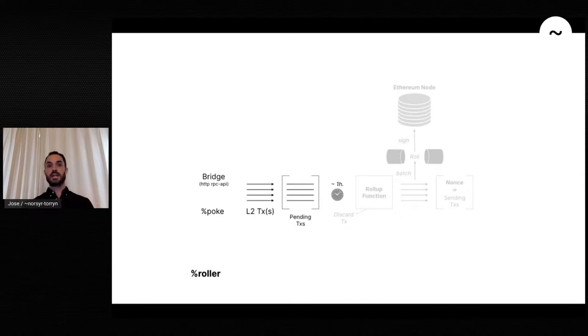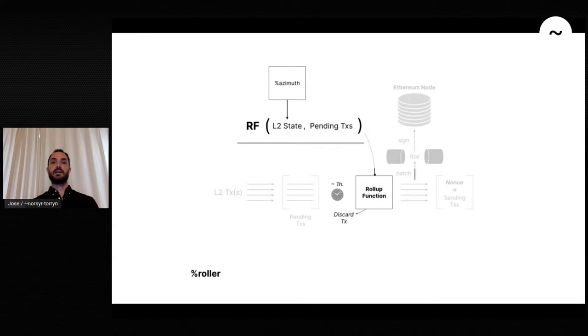All of these transactions are added to a list that we call the list of pending transactions. And when you initialize the roller, we set up a timer. In this case, it's 1 hour. So every hour, we are going to check what's in the list of pending transactions. And then we are going to get the layer 2 state from the Azimuth agent. This is what we could call the canonical state. And then we will apply the rollup function, or the naive function, to those transactions and the state together. And this is a step where we are using this as a kind of Hoon smart contract.